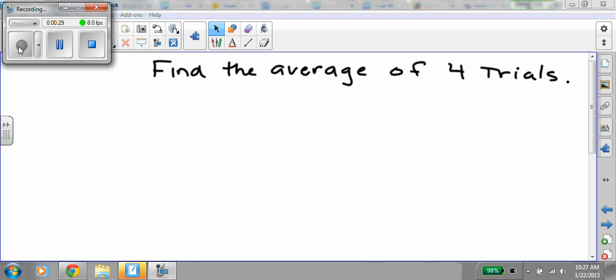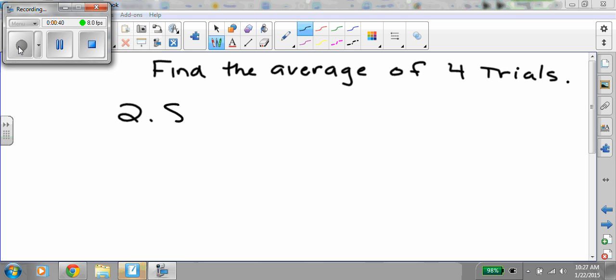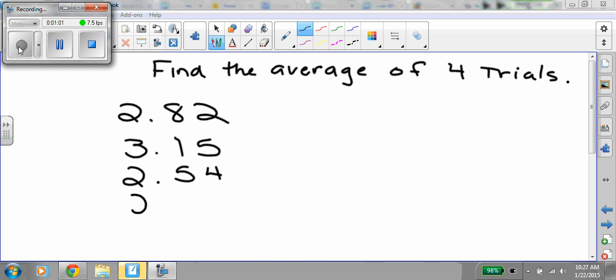So we're just going to do a review of what we did today. So let's say family member mom did the alphabet challenge, and her first trial was 2.82 seconds, which means 2 whole seconds and 82 100ths of another. Her second trial was 3 whole seconds and 15 100ths of another, 3.15. Third trial was 2.54 seconds, or 2 whole seconds and 54 100ths of another second. And then her last trial was 2.75, or 2 whole seconds and 75 100ths of another second.